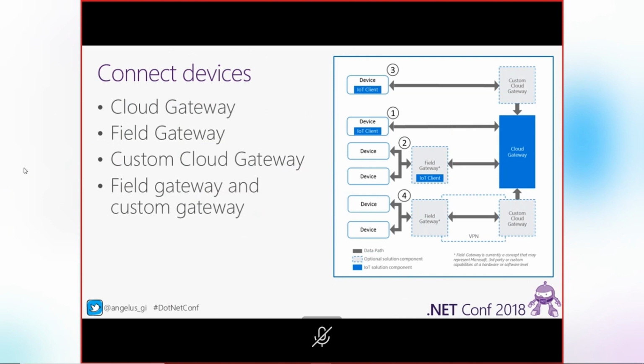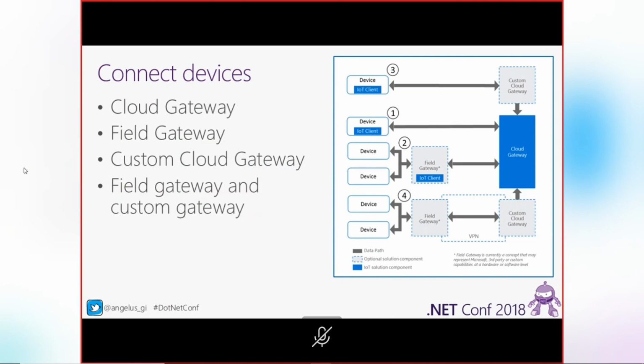In the third way, we have the custom cloud gateway. We can use the custom cloud gateway when the protocol that we want to use to connect our solution to the cloud is not supported natively by the cloud service provider. And we can use the service to transform the protocol before it is connected to the cloud.